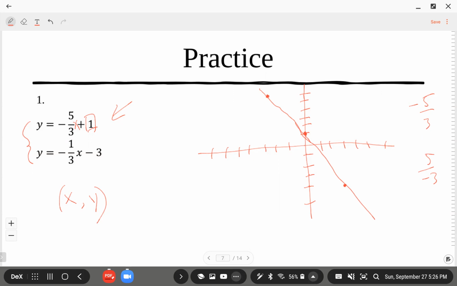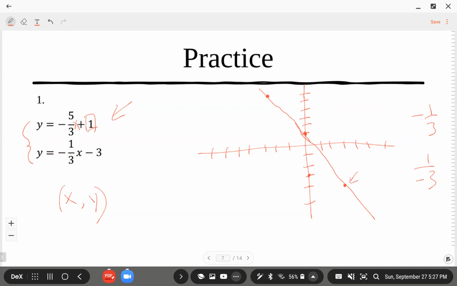Second one. Y-intercept is negative 3. 1, 2, 3, right here. Our slope should be negative 1/3, or 1 over negative 3. So negative 1/3, go down by 1 and then go to the right by 3. Go down 1, 2, 3. And we get this point, right? So that will be our intersection.